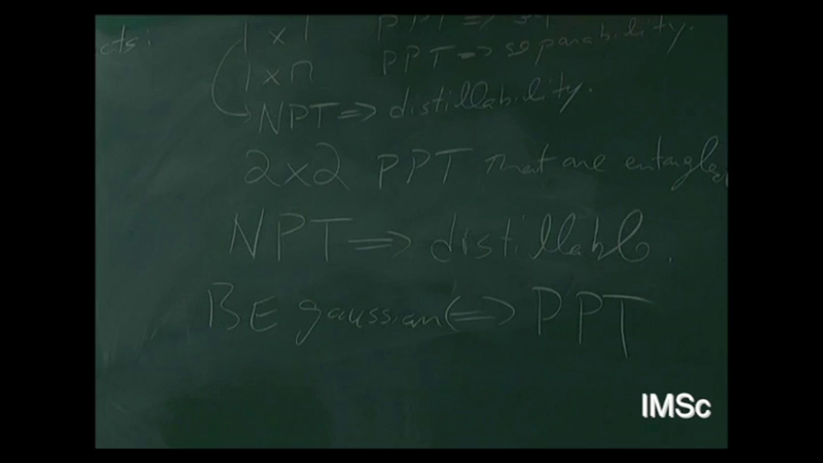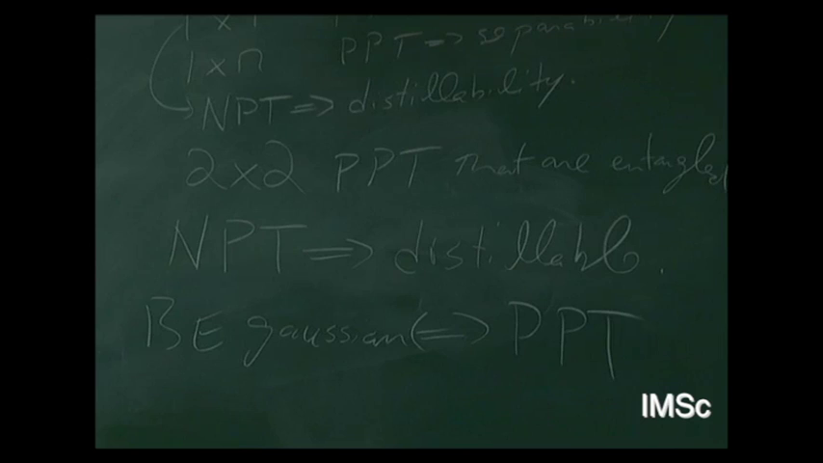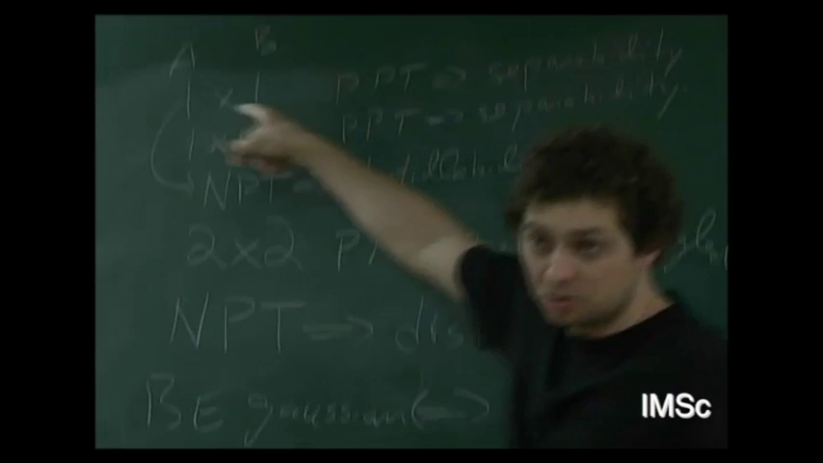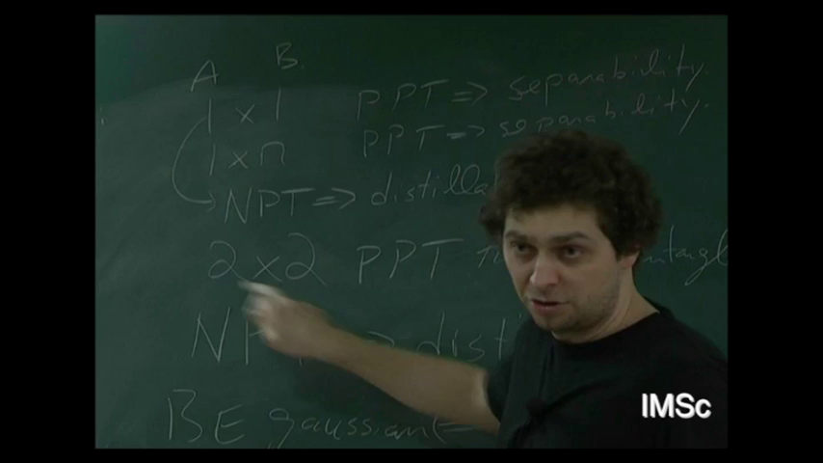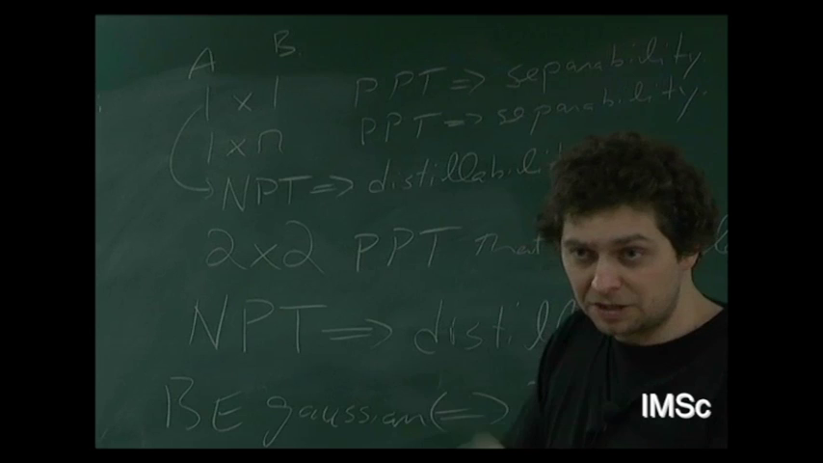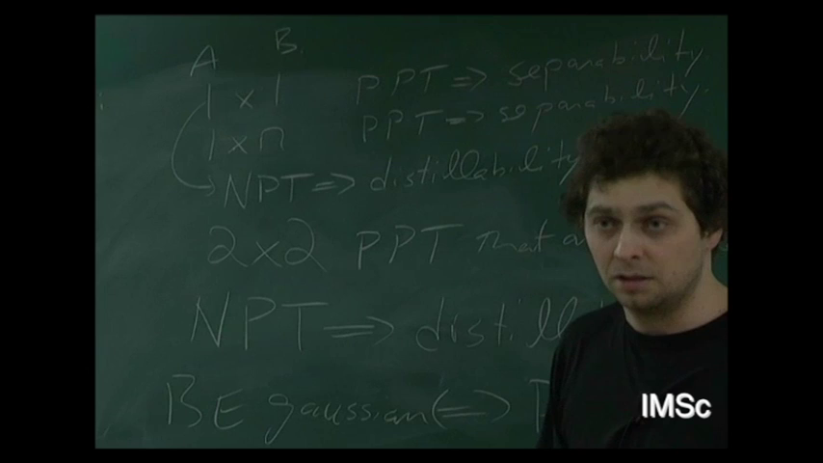No, they will have positive partial transpose. I'm talking about different things. This is the number of modes. These are infinite dimensional Gaussian states with two modes on each side. This can be PPT but bound entangled. It's not the same as having a two-dimensional system on each side. I have two modes, each of which has infinite dimensions. Is that clear?